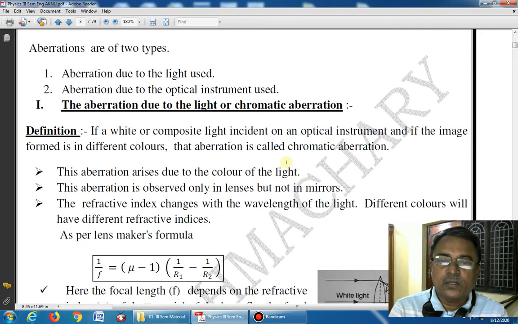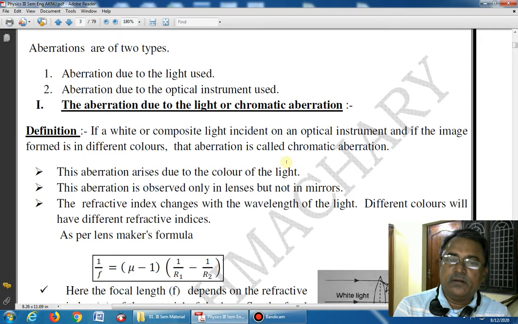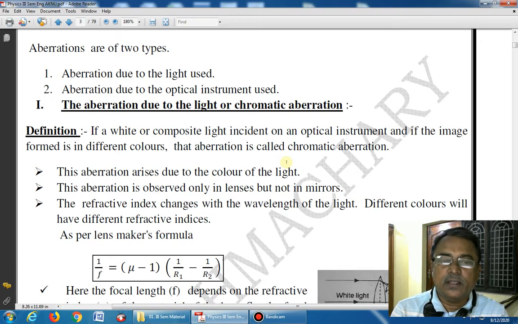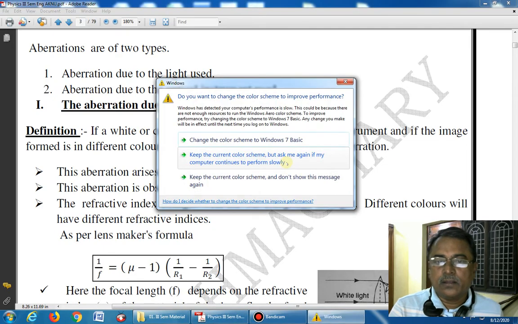Wave means it has crests and troughs. The distance between two successive crests is called a wavelength, that is represented by lambda. Similarly, the distance between two successive troughs is also called the wavelength.